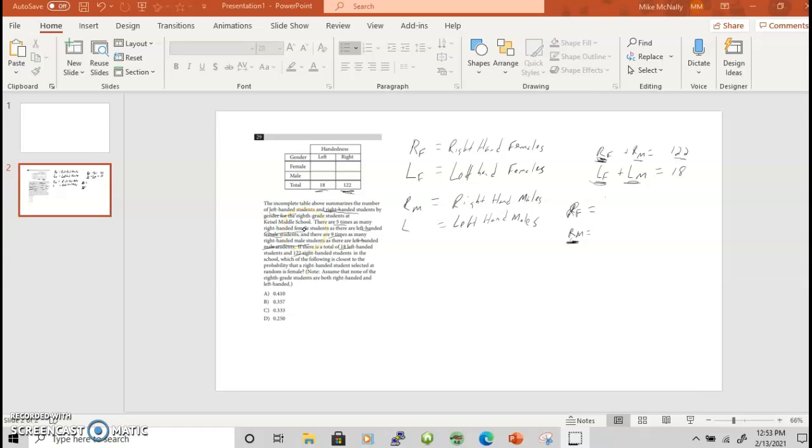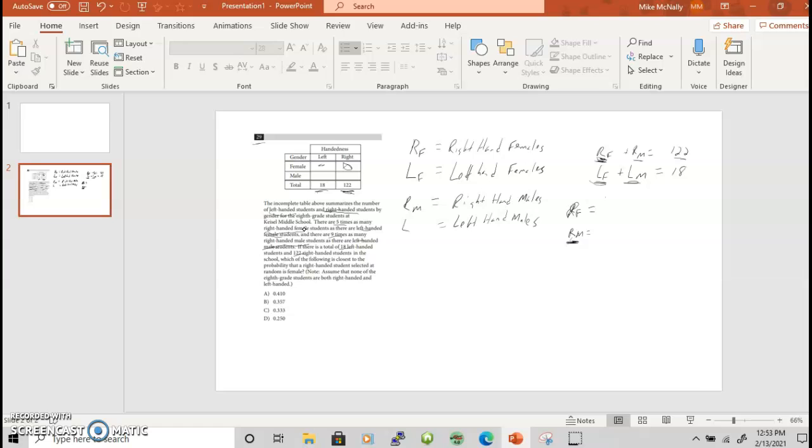Okay, so a quick video on this relatively difficult SAT question number 29, test number 3. What they have is they give you this chart and they say that the entire number of left-handed students is 18. And we have male and female. It says there are 5 times as many right-handed female students as there are left-handed female students. So we know that this number is 5 times this number.